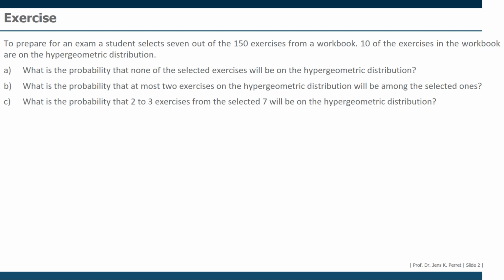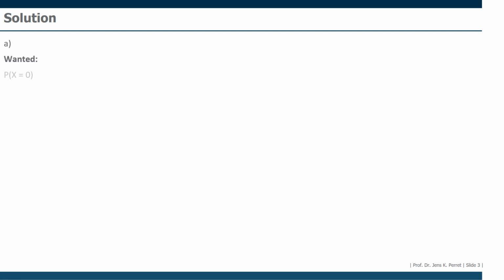With this cleared, we can jump right into it and start with the first part. Here, what we are looking for is the probability that our random variable is 0. None of the 7 exercises should be on the hypergeometric distribution. None means exactly 0. What do we know? We know that in total there are 150 exercises in the workbook. 10 have the property of being on the hypergeometric distribution, and we draw a sample of 7 exercises.